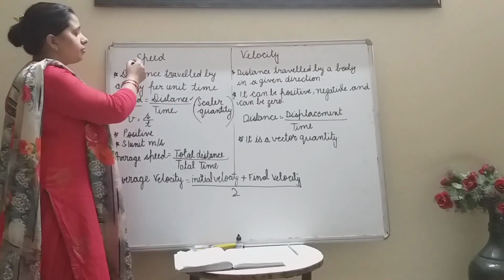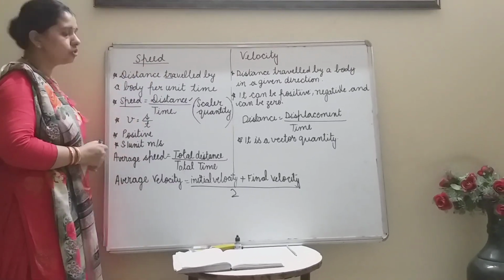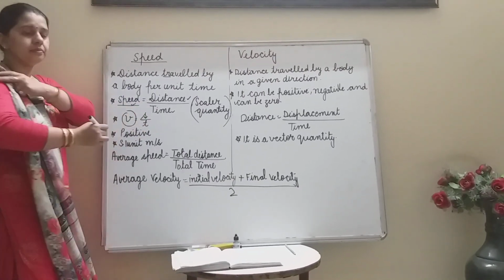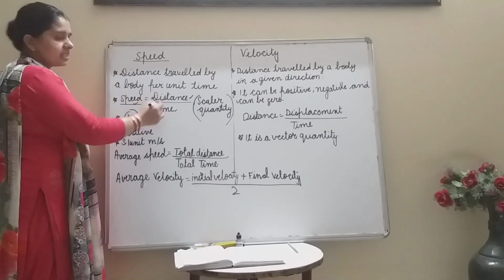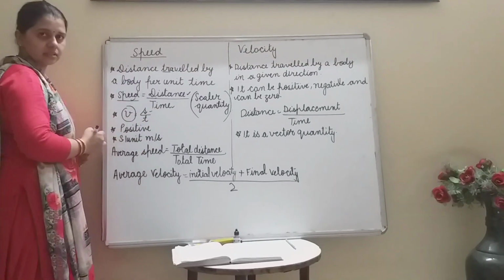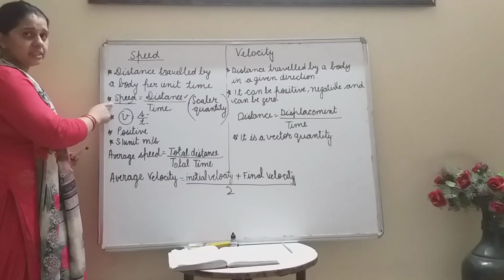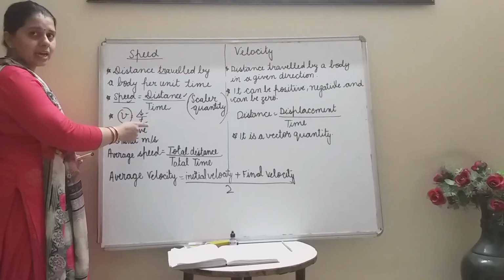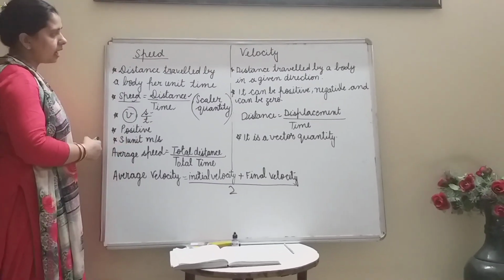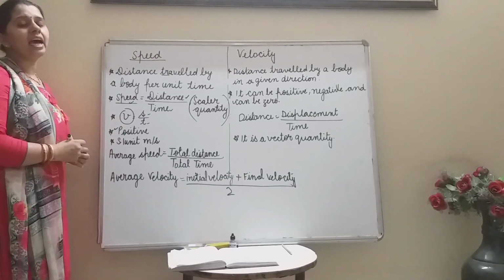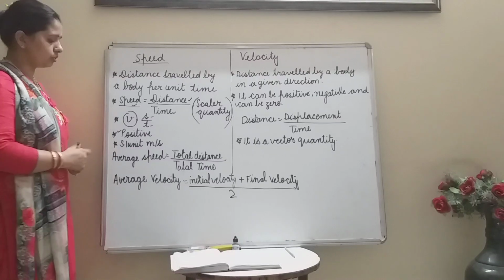So what is the formula of speed? We denote speed by small v, distance by small s, and time by t. So the formula of speed is v equals s upon t. And speed can be positive. It can never be negative or zero.